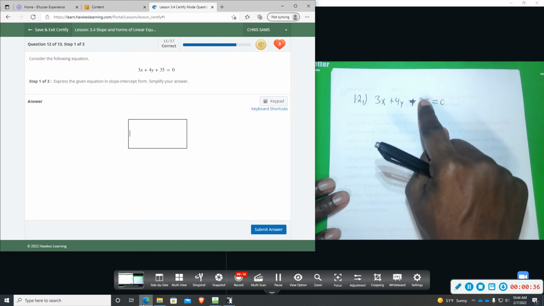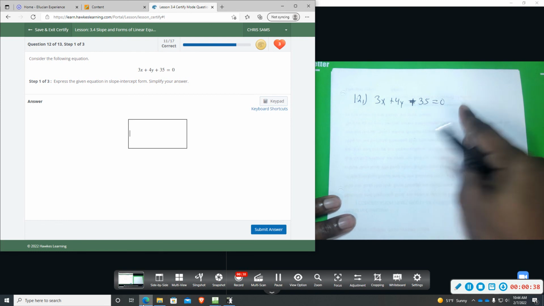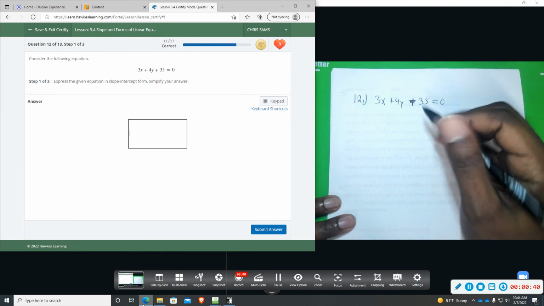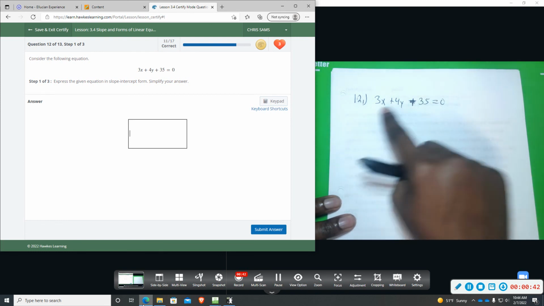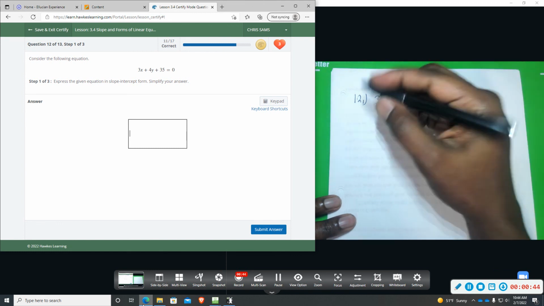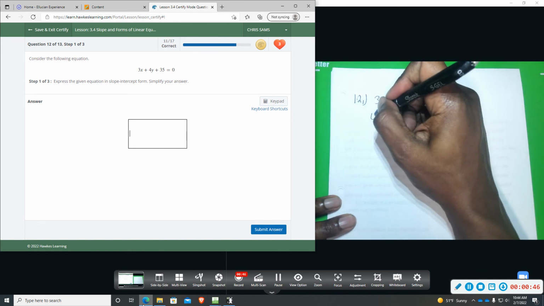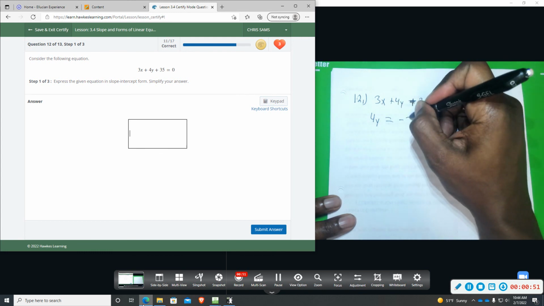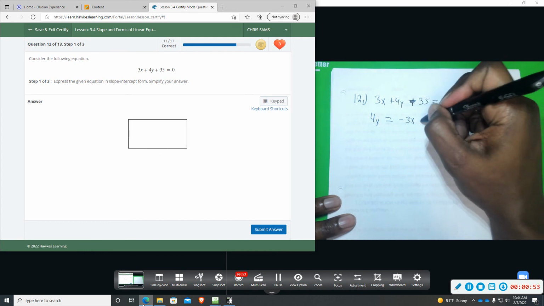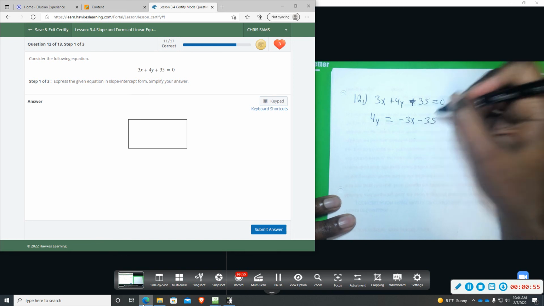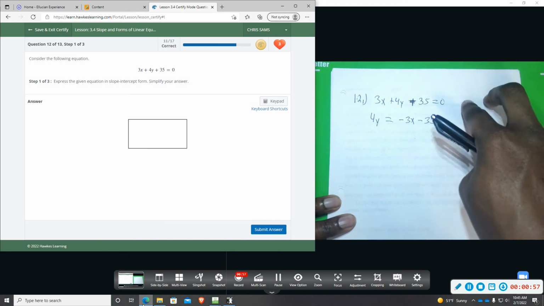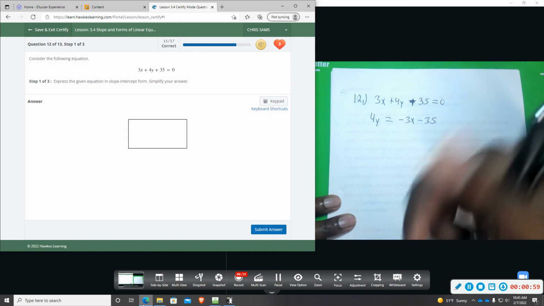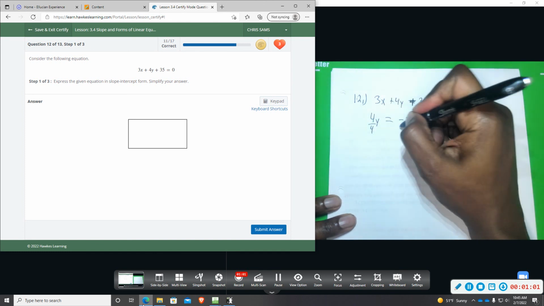So when I move something from one side of the equal to the other, the sign changes. So I'm not going to actually write minus 35 and minus 3x. I'm just going to move them and then write my new sign. So we have 4y equals negative 3x minus 35. So all I did was take these two terms, move them over here, and change the signs.